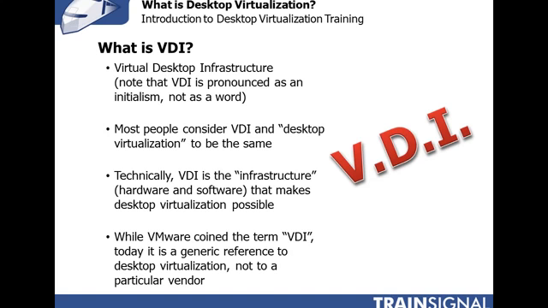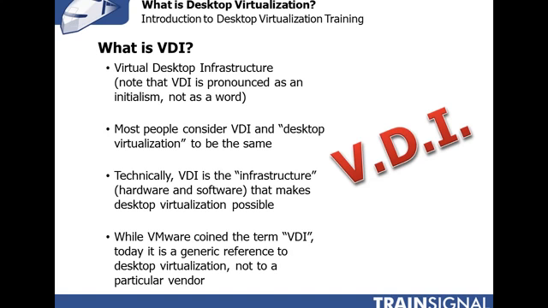Most people consider VDI as desktop virtualization. They consider them to be the exact same thing. But technically, VDI is the infrastructure, the hardware and the software that makes desktop virtualization possible. So VDI is all the stuff in the data center that makes desktop virtualization possible. If you're connecting through your virtual desktop, you're using desktop virtualization to access the virtual desktop infrastructure. Still, people throw these terms around all the time as being the same, and that's okay.